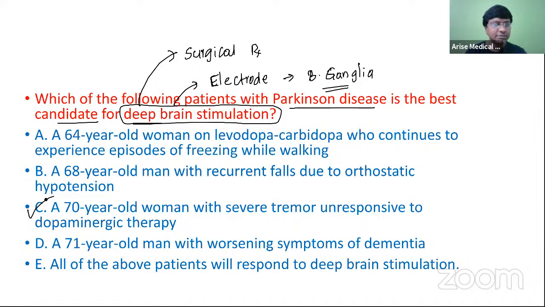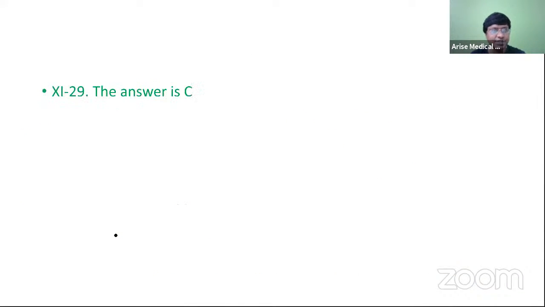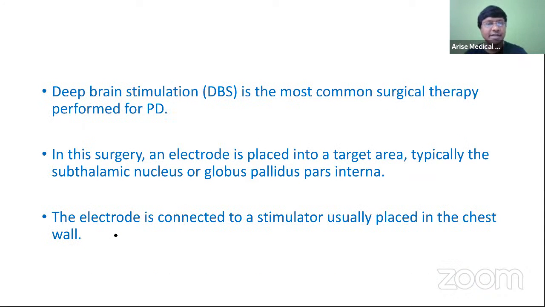A 70-year-old woman with severe tremors unresponsive to dopaminergic therapy. That is the indication for deep brain stimulation. Now let me explain. Deep brain stimulation is the most common surgical therapy performed for Parkinson's disease.